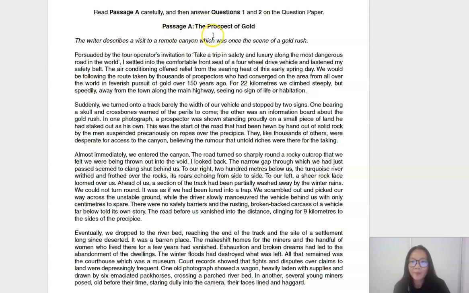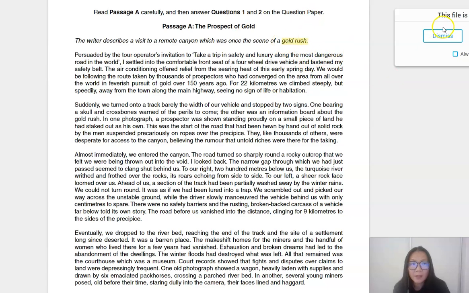The prospect of gold. The writer describes a visit to a remote canyon which was once the scene of a gold rush. So, of course, reading this, you would know that this passage is written in modern day, whereas you are supposed to play the role of a prospector 150 years ago. Meaning you're extracting information from a modern piece to be able to use as a prospector 150 years ago. So some adaptation is required. Remember, it's adaptation. Okay, it's gold rush, obviously. So let me just do a quick highlight here.